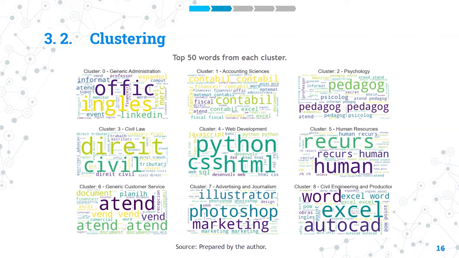So after the clusterization, we plot this word cloud figure where the words get bigger as they are closer to the centroid. For example, we have here web development.